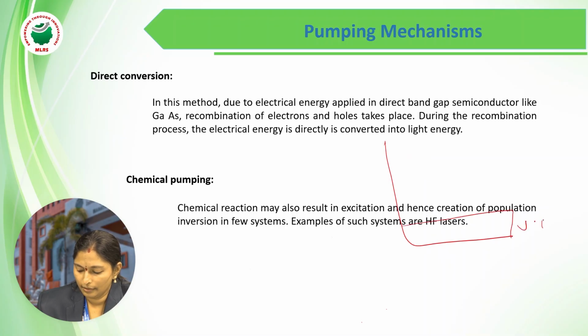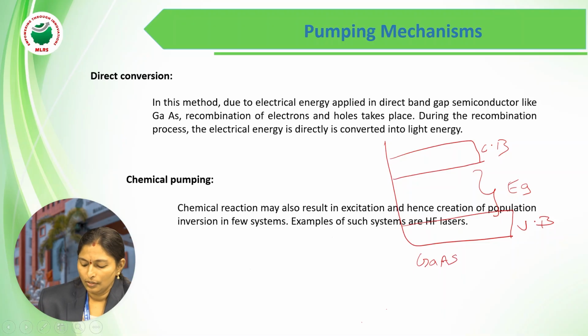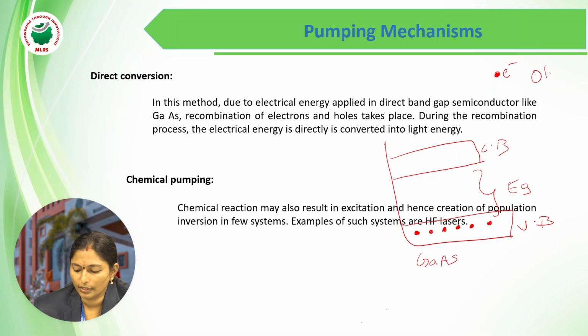This valence band, this conduction band, this band gap for gallium arsenide. And starting, the electrons are in the valence band. Okay, electrons are in the valence band. Okay, here. So this one is an electron and this one is a hole.